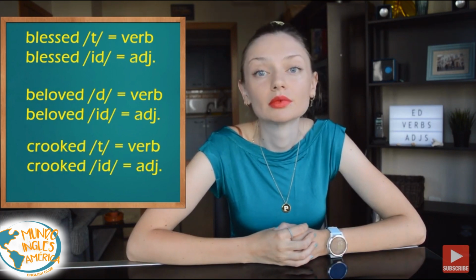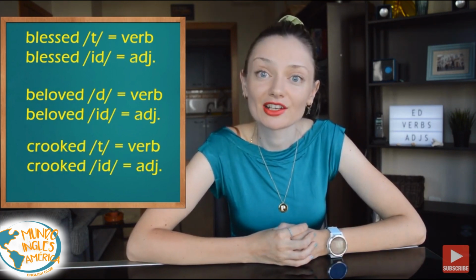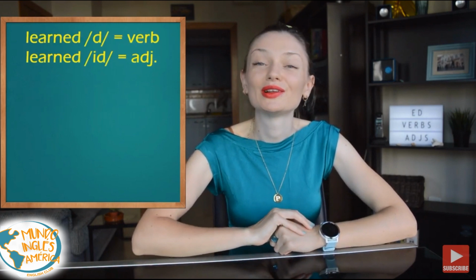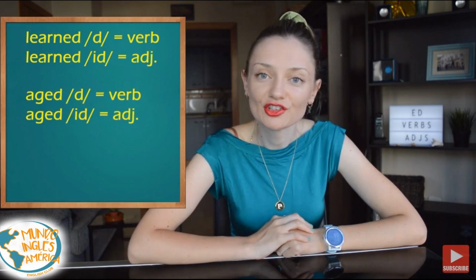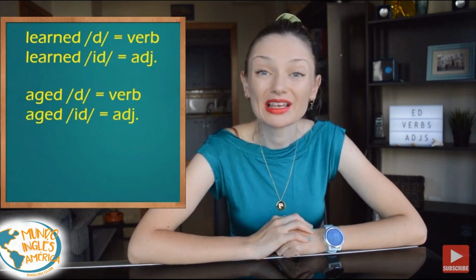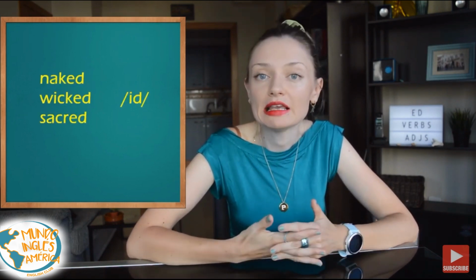The same happens with crook. If it's a verb, it would be crooked, and if it's an adjective, it would be crooked with id. For example, a crooked house. The same happens with learned. So the same, if it's a verb, it would be learned, if it's an adjective, it would be learned with id. And another example, aged, if it's a verb, aged, and if it's an adjective, it would be with id, aged. And also it's important to point out that if there is no corresponding verb, the pronunciation is always id. For example, naked or wicked or sacred.